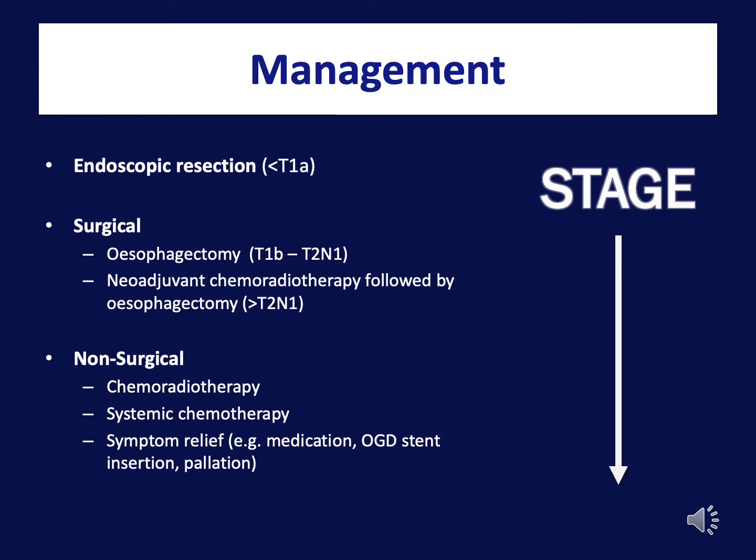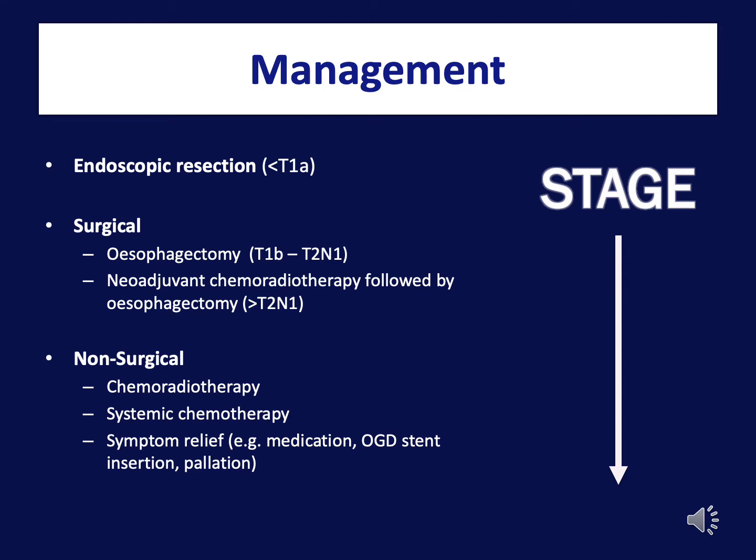So, like I said, management will be guided by stage and grade. So here's the list of managements as the stage is increasing of the diagnosis via the TNM scoring system. So if we have a small sized tumor, less than T1a, you do endoscopic resection. So OGD, identify the tumor, resect it, and that's it, done.